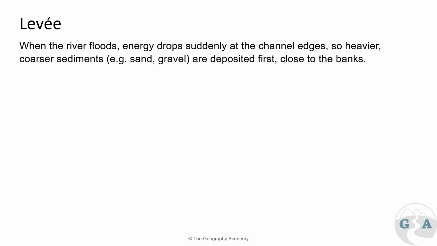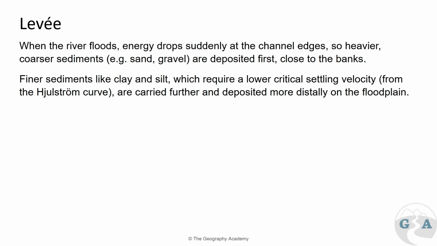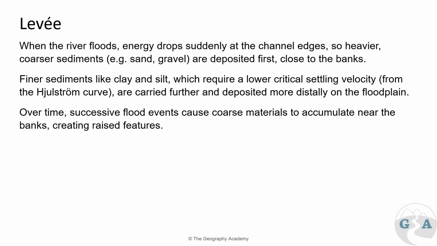The levees then coming in here, when the river floods, energy drops suddenly at the channel edges, so heavier, coarser sediment like gravel and sand are deposited first, close to the banks. Finer sediments like clay and silt, which require a lower critical settling velocity from the Hjulström curve, are carried further and deposited more distally on the floodplain.